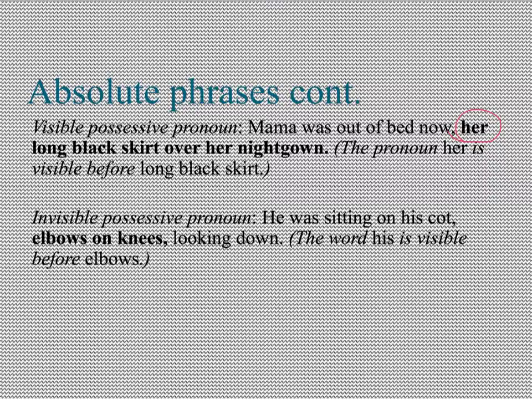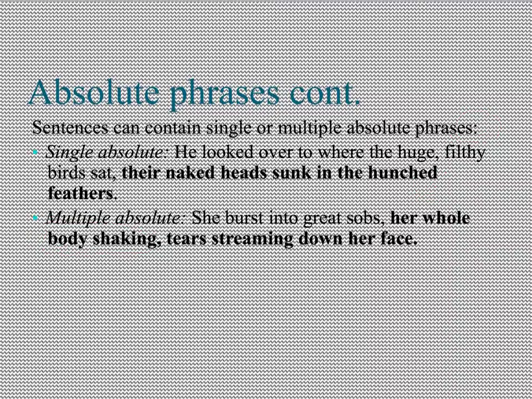An invisible possessive pronoun: He was sitting on his cot, elbows on knees, looking down. The word his is visible before elbows, so it's not in the actual absolute phrase, but it's right before it. Sentences can contain single or multiple absolute phrases, the same thing with adverb and adjective phrases.